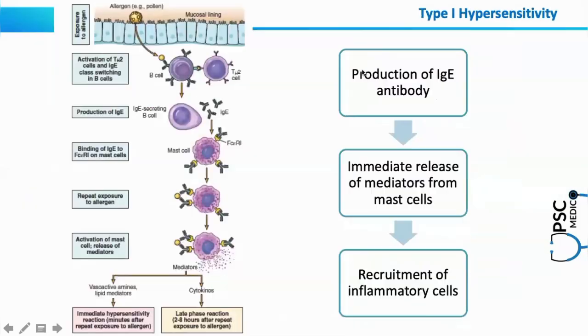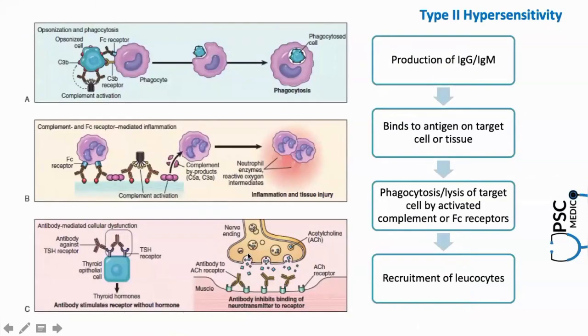Not complement pathway. It is more or less the release of histamine which causes all the symptoms. Next is type 2. And what do we have in type 2, the mechanism? Type 2 has almost three kinds of things.